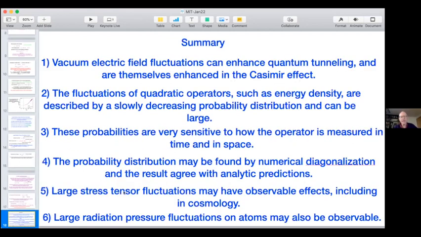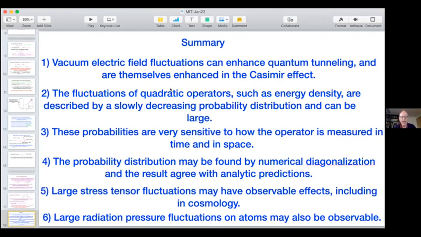Okay, I'm going to summarize what I've told you about, and then we can stop for a discussion. So some of the key ideas of this talk are, first of all, quantum electric field fluctuations can enhance quantum tunneling, even in the vacuum state, by basically giving electrons a kick over a barrier. And they are themselves enhanced by the Casimir effect. You bring a plate in that enhances the quantum electric field fluctuations. As I suggest in the preprint that I quoted, I think that may be the explanation for some of the results that Garrett Model and his collaborators have seen.